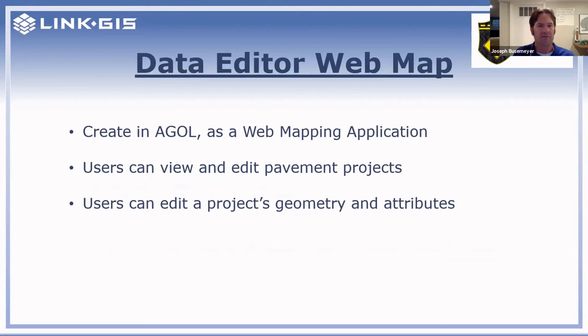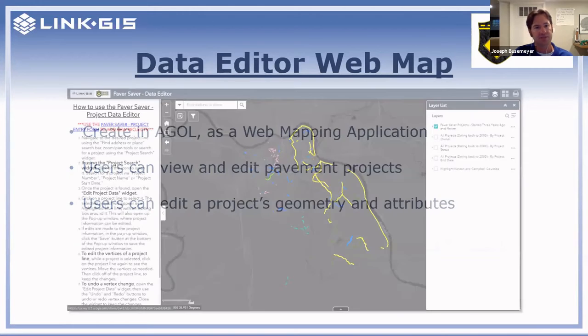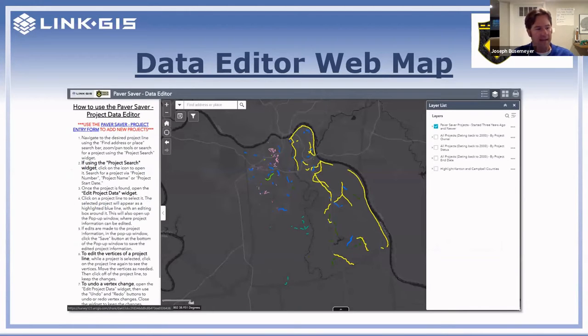The second part of the Paver Saver data editor is the web map. We created this in ArcGIS Online as a simple web mapping application. This is where users can edit pavement projects, and users can edit the project's geometry or its attributes. Simple web map that you would see creating in ArcGIS Online.